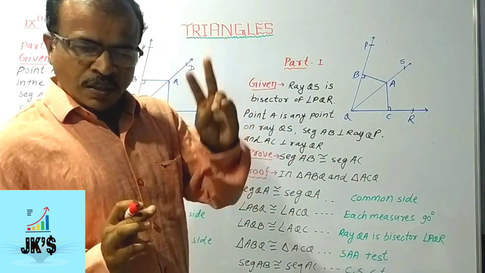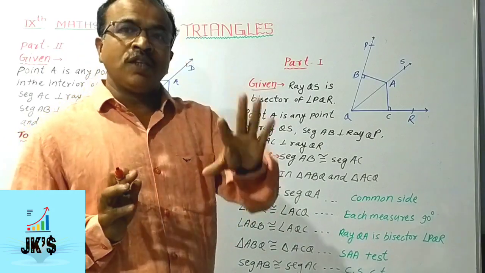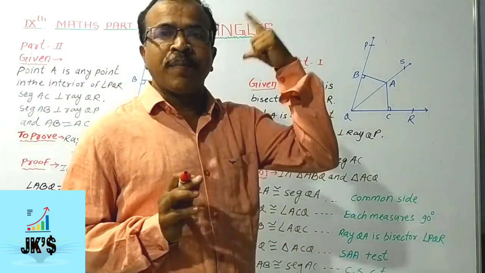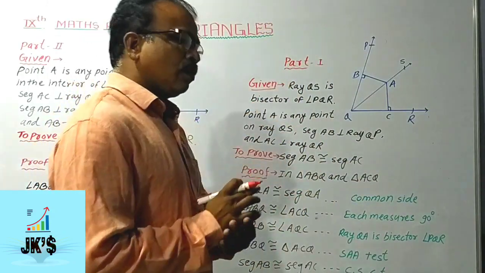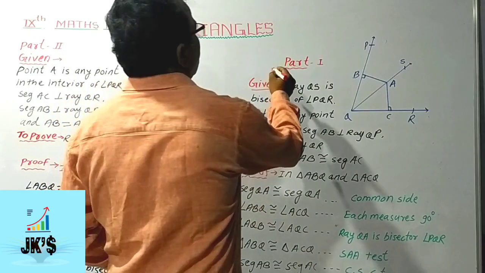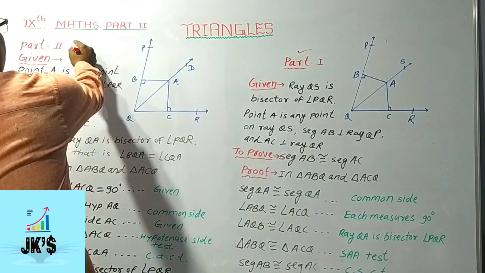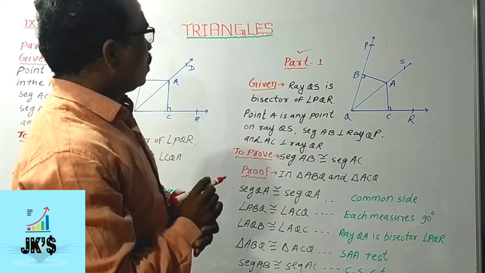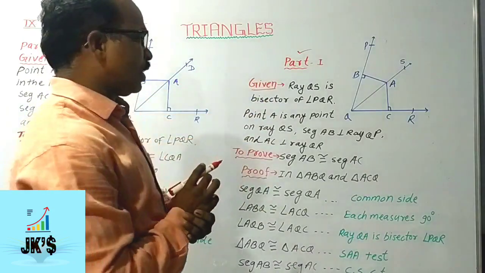But instead of theorem and converse, the theorem is given in two parts, that is part 1 and part 2. Similarly, the angle bisector theorem is also given in two parts, part 1 and part 2. At first, we discuss part 1 of the angle bisector theorem.